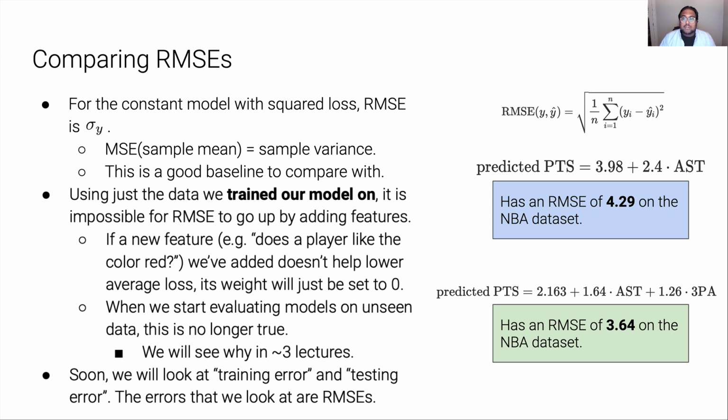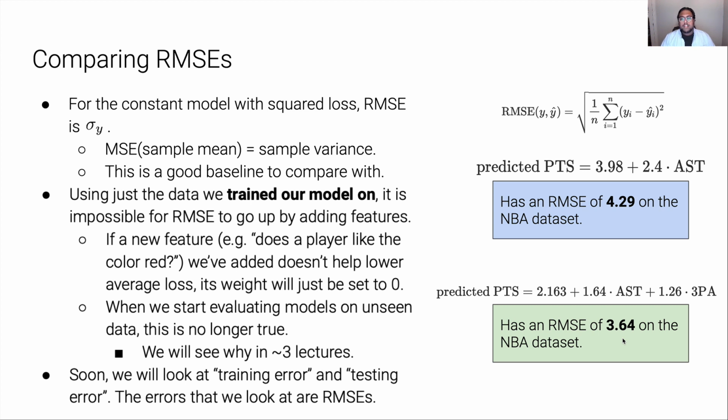Now, to look at a tangible example, let's go back to the two linear models that we were discussing in the previous video. We have one where we are using assists to predict points per game, and another where we are using assists and 3-point attempts to predict points per game. In this scenario, the model that only uses assists has a root mean squared error of 4.29 on the NBA dataset, and the model that uses assists and 3-point attempts has a root mean squared error of 3.64.